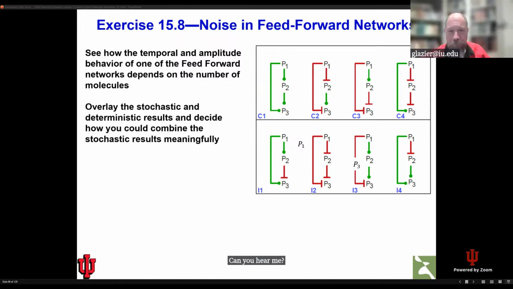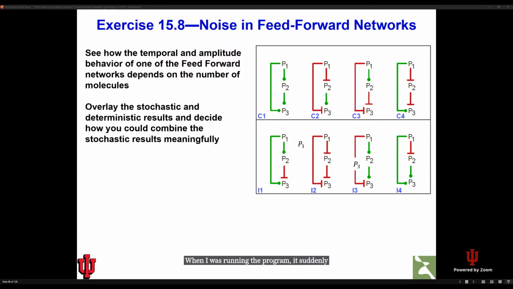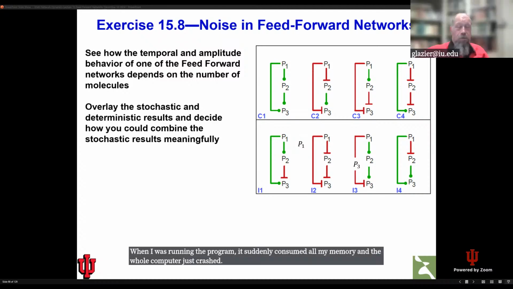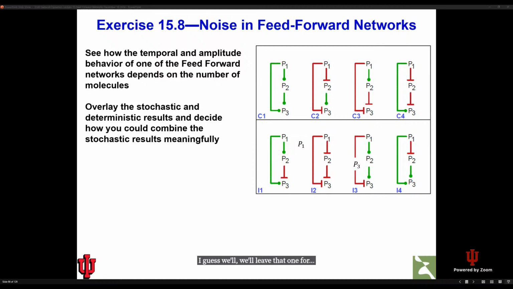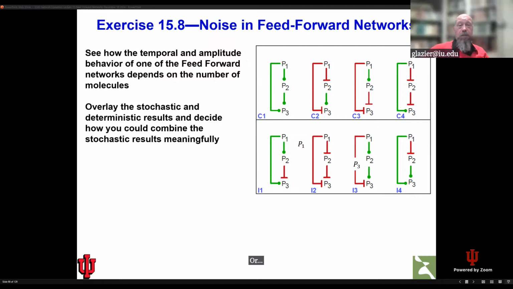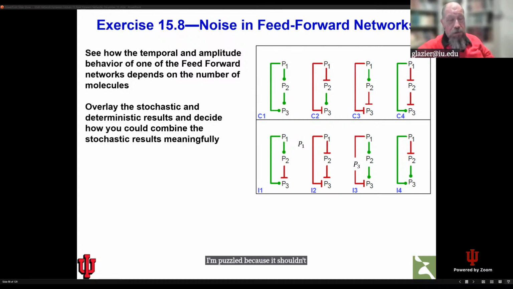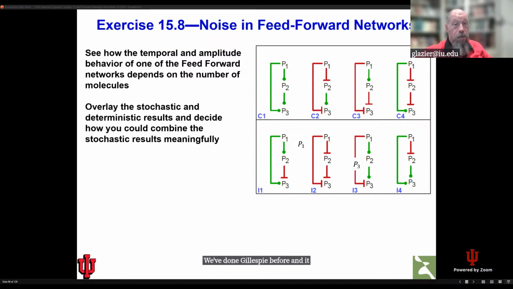Yep. When I was running the program, it suddenly consumed all my memory, and the whole computer just crashed. Oh, well, I guess we had too many. That Gillespie could do that. So I guess we'll leave that one. I'm puzzled because it shouldn't. We've done Gillespie before and it didn't do anything strange. So without the events, it shouldn't be that.